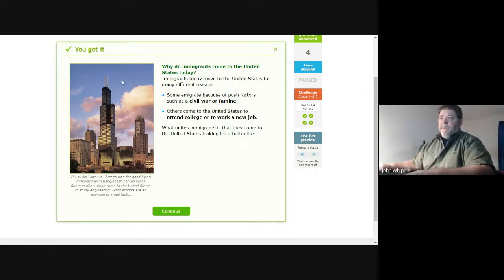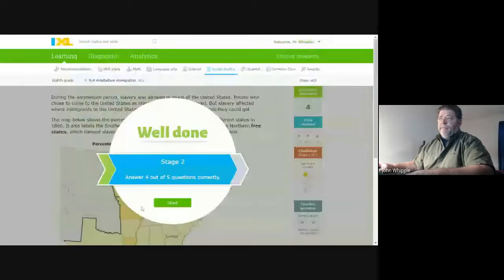And we got this picture here. It shows the Willis Tower. It used to be called the Sears Tower when I was your age. Designed by an immigrant from Bangladesh named Fazlur Rahman Khan. Khan came to the United States to study engineering. Good schools are an example of a pull factor.